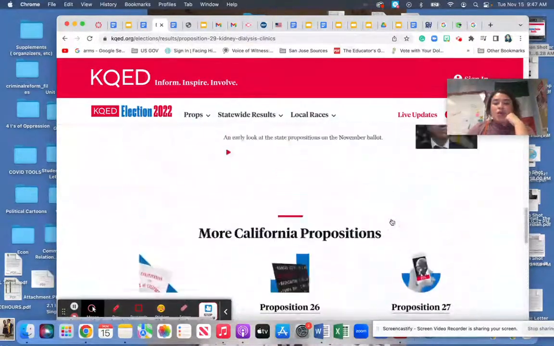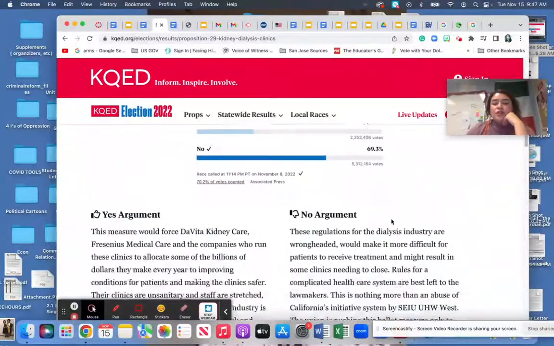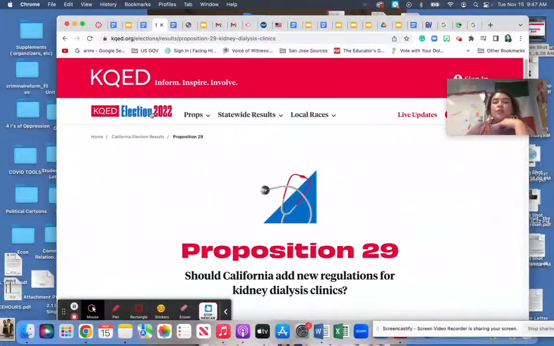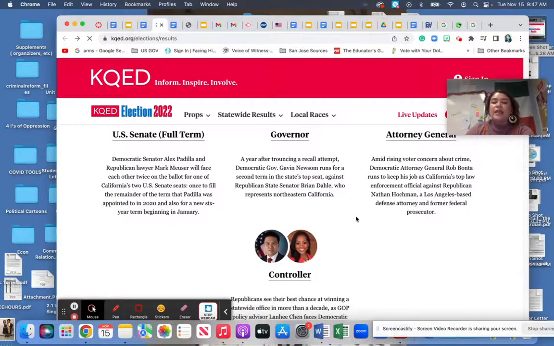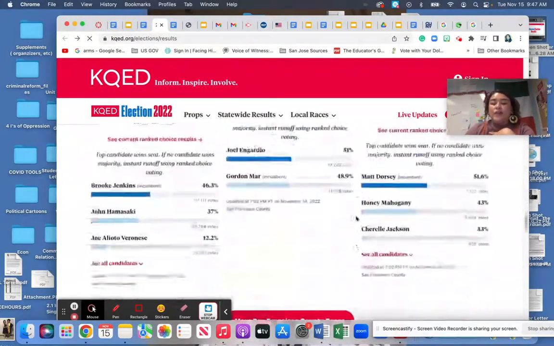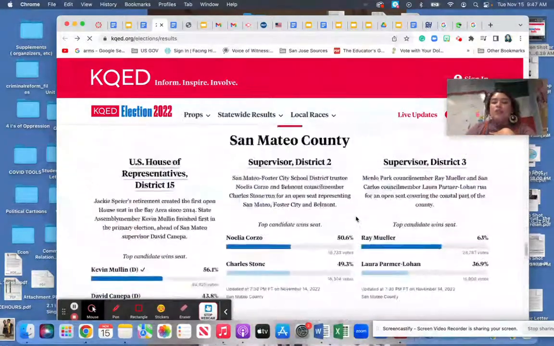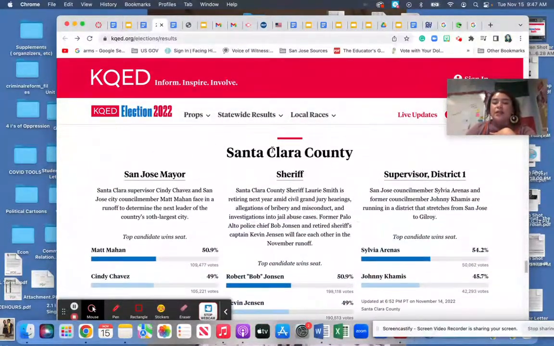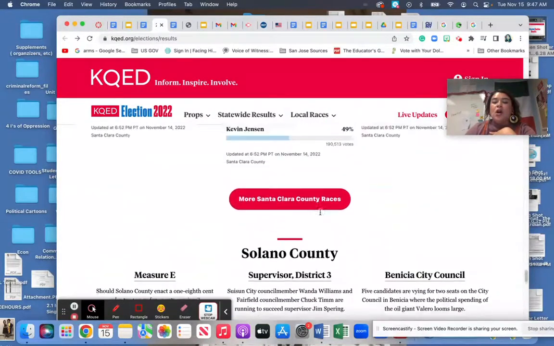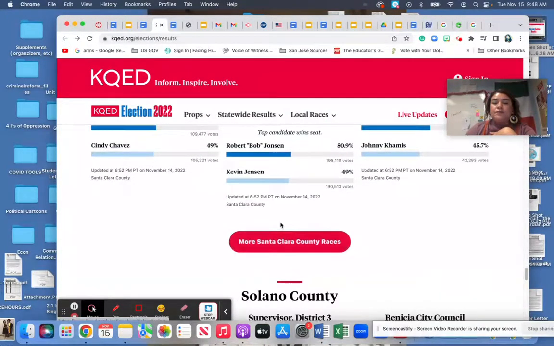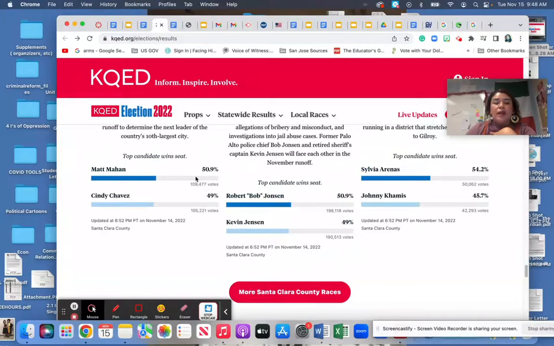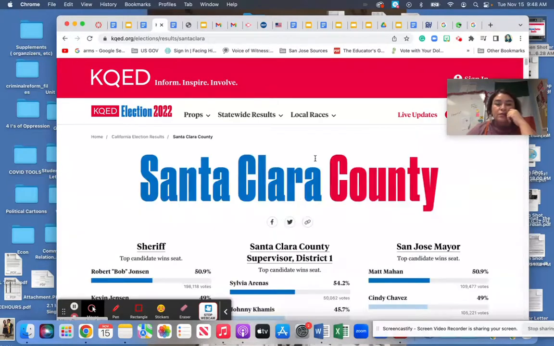And when you go onto these propositions, you pretty much have to figure out the web of the website. We are from Santa Clara County, so all of the information you are going to be looking for is in Santa Clara County right here. These are all the people that ran. I believe Matt Mahan is our person who won. But anyway, you're going to choose those.